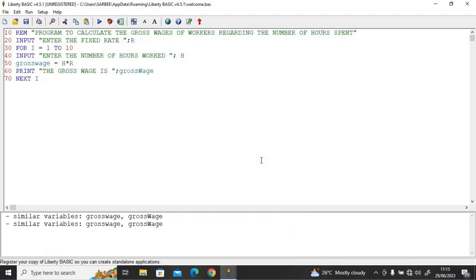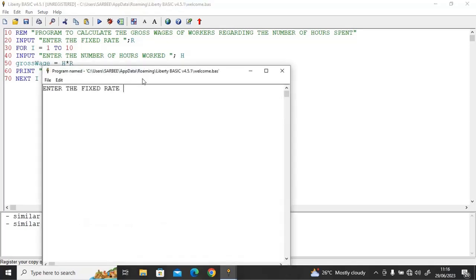Gross wage h times r rates. Enter the fixed rate for I 0 to 10. Input, enter the number of hours worked. Okay. Gross wage. Oh my god. Basic. Wow.